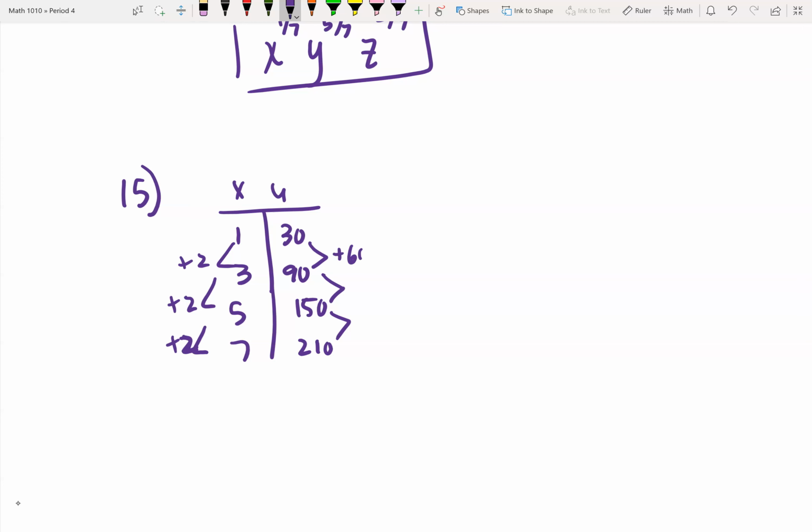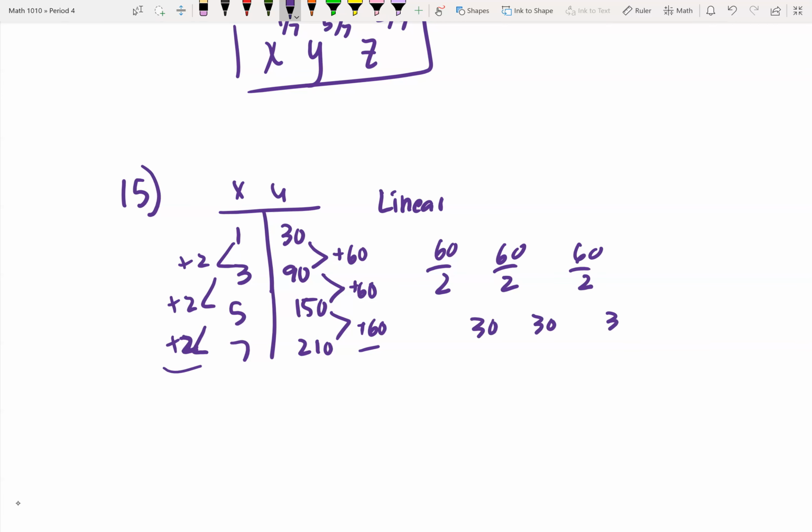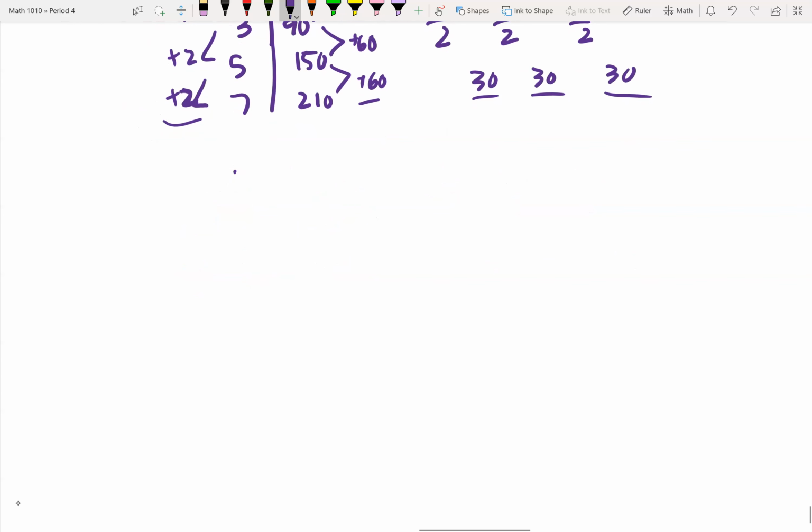30 plus 60 is 90. 90 plus 60 is 150. 150 plus 60 is 210. So I can tell right now it's linear, because the numbers are all the same, all the 2's, all the 60's. If these weren't the same, you guys, but if you did this, 60 over 2, and then the next guy, 60 over 2, and then this guy, 60 over 2, well, those are all 30's. So even though they may not be 60's over 2's, if they all reduce to the same number, then it's linear. Okay, let's do another one.